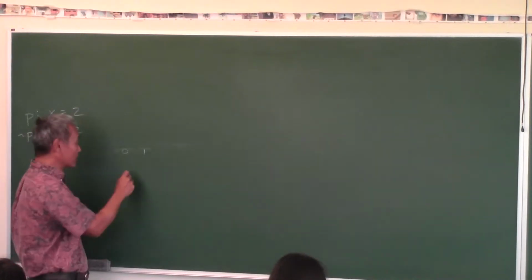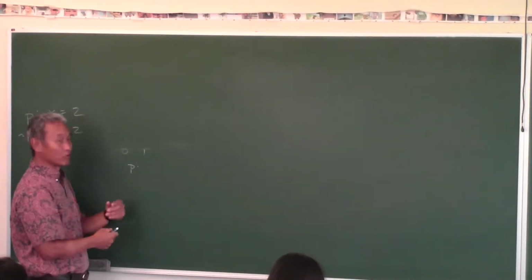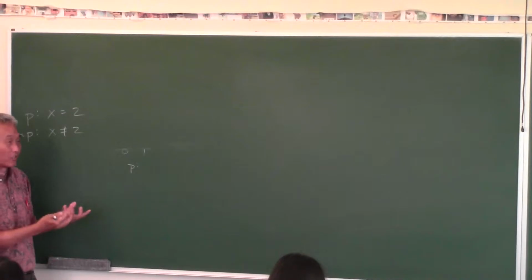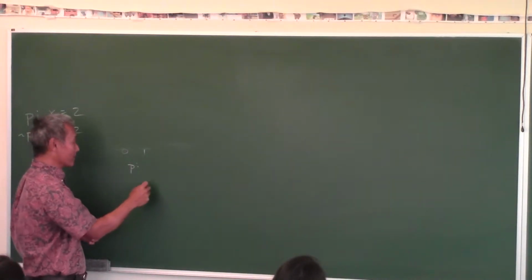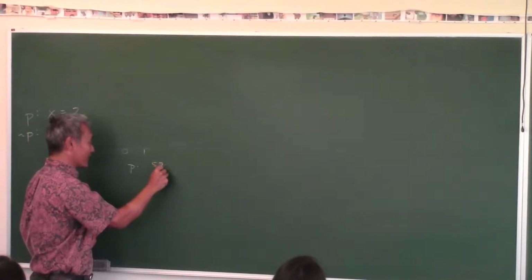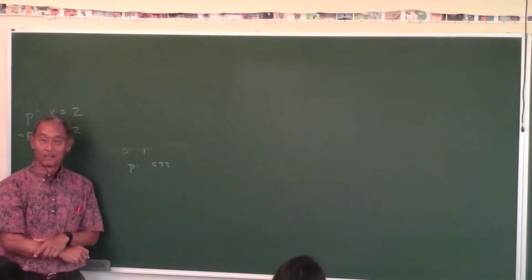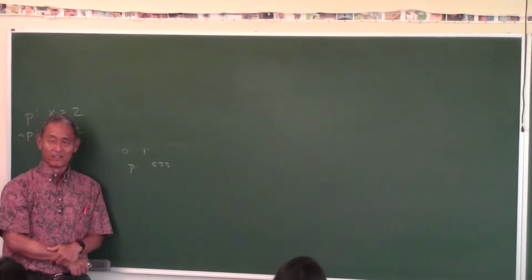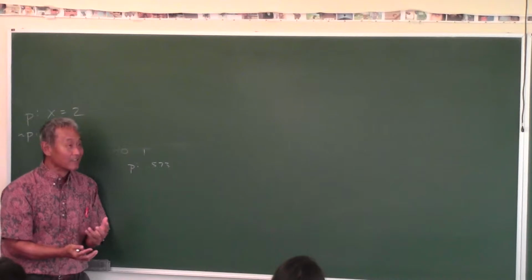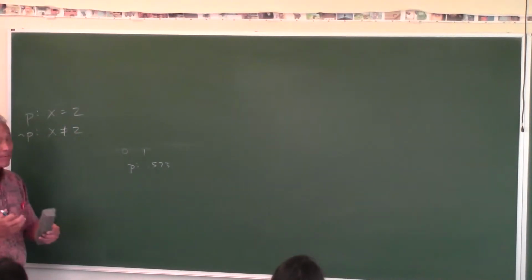What is the truth value of a statement? It's either true or false. But when you do fuzzy logic, a statement could have a truth value of maybe 0.573. So if 0 is false and 1 is true, what is 0.573? It's a little more true than false. And there's lots of applications of that.